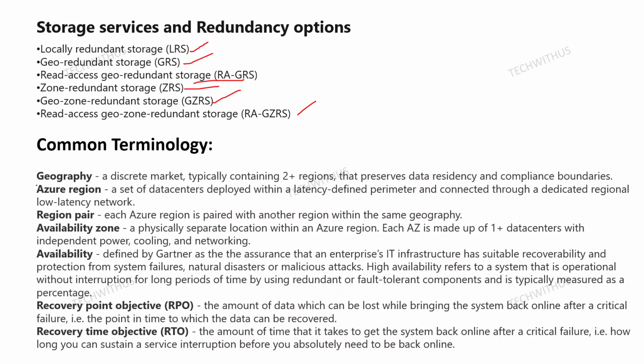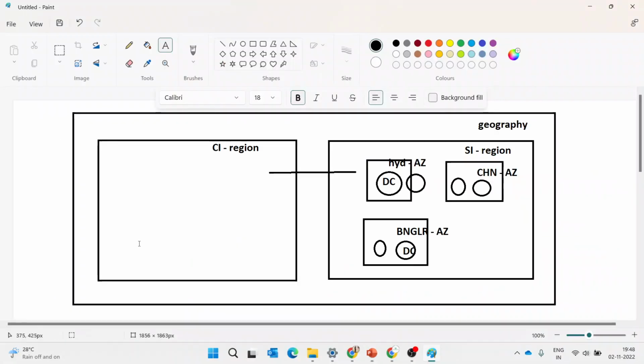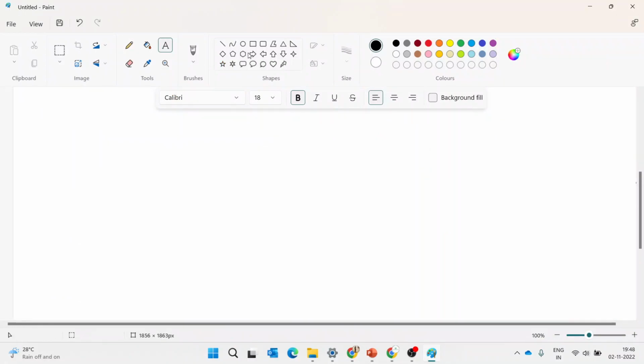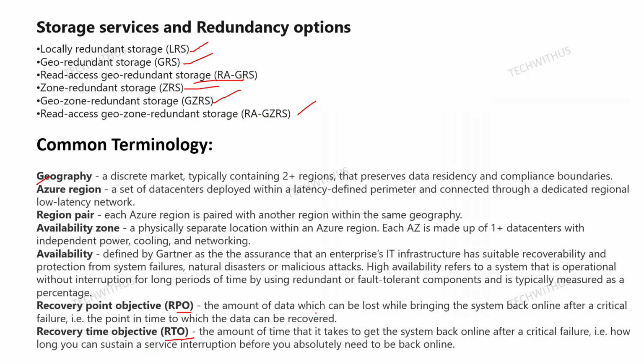And one more thing, hope you are clear on geography and Azure region till here. Now, recovery point objective and recovery time objective. If any natural calamity or disaster has occurred, how fast you will be getting the data comes under recovery time objective. That is, how much time it takes to get the system back online after any critical failure. Whereas recovery point objective is, let's say now time is 7:50.